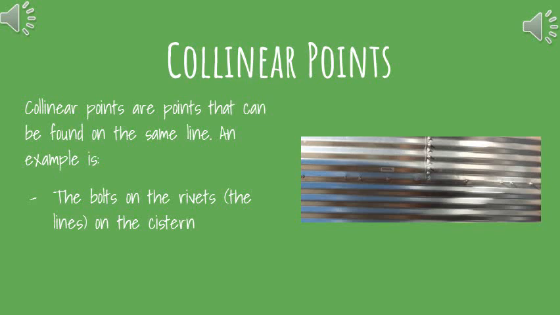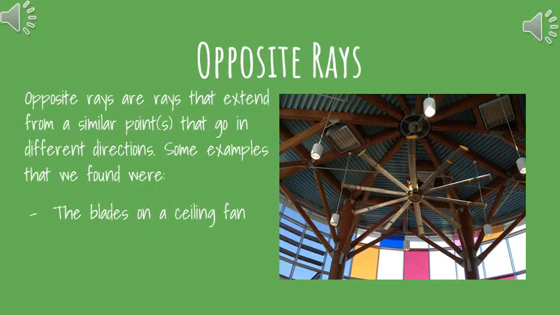Linear points are points that can be found on the same line. An example is the bolts on the rivets, the lines, on the cistern. Opposite rays are rays that extend from a similar point and go in different directions. Some examples that we found were the blades on a ceiling fan.